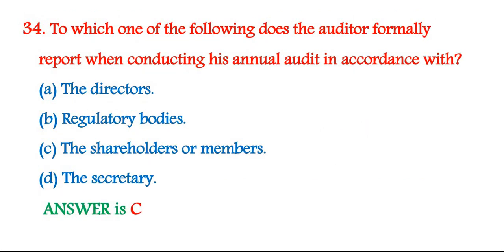34. To which one of the following does the auditor formally report when conducting his annual audit in accordance with the law? A. The directors. B. Regulatory bodies. C. The shareholders or members. D. The secretary. Answer is C.